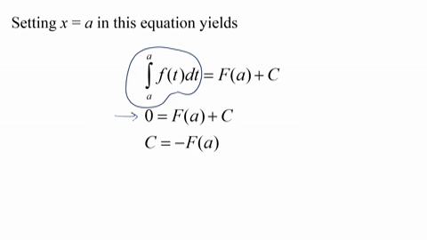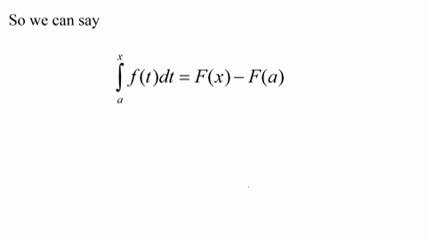We can now put this all together and say that the definite integral from a to x of f of t dt is equal to F of x, the antiderivative of f evaluated at x, minus the antiderivative of f evaluated at a.